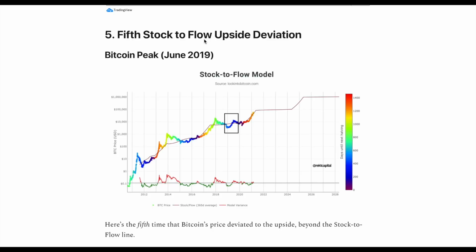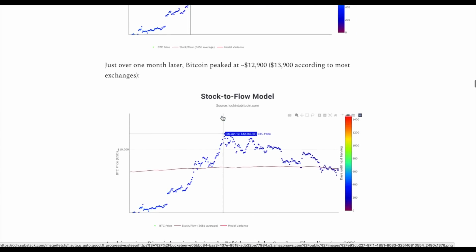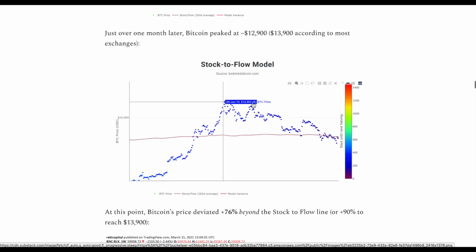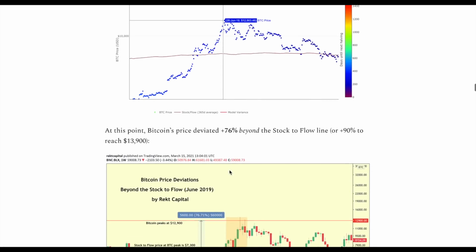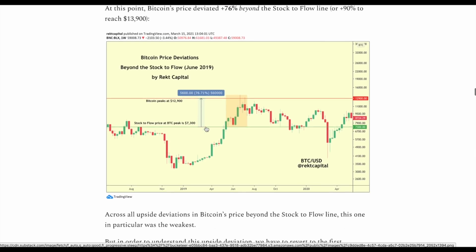But what I want to focus on here is the 5th stock to flow upside deviation in June 2019. You can actually see this was the weakest upside deviation from the stock to flow line compared to this one, here and here. And I want to talk to you guys about why that is, because in mid-May 2019, we saw the stock to flow line at around $7,000, and then we deviate towards the upside by June for a $13,900, $12,800 price point. So not a very big deviation. In fact, 76% beyond the stock to flow line. Not really a substantial deviation, to be honest. 76%? Well, we have to understand why that happened.